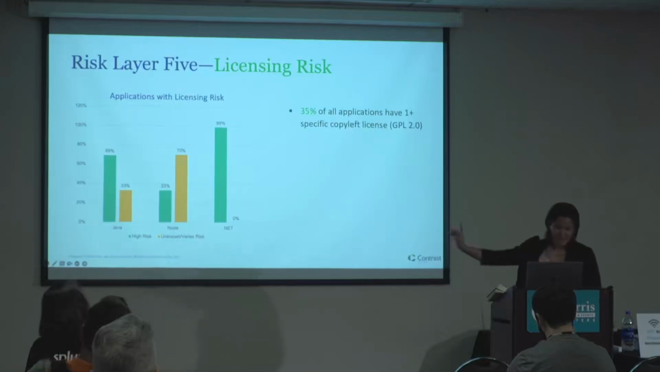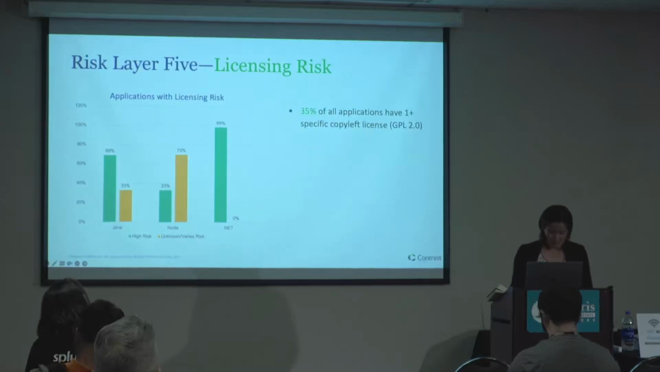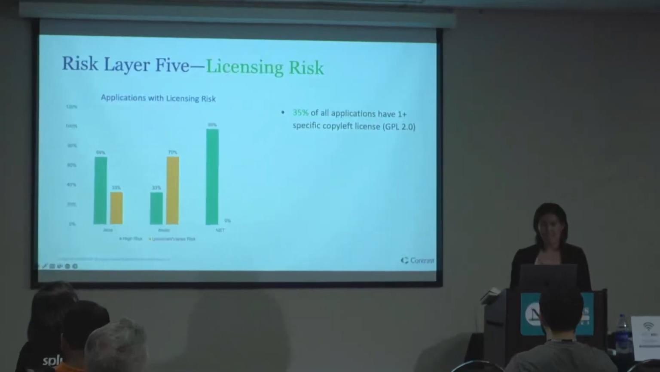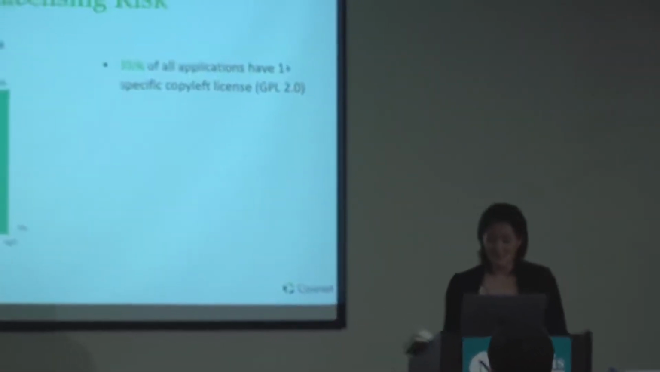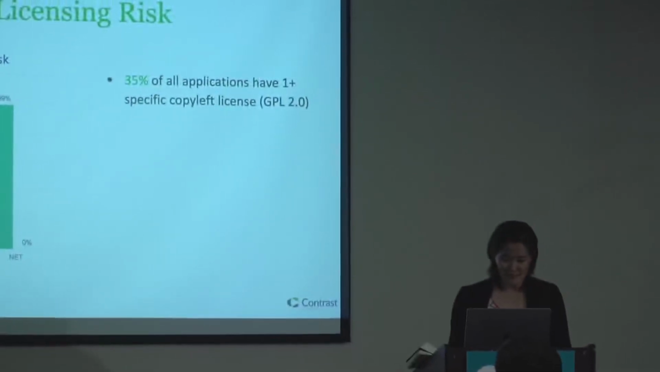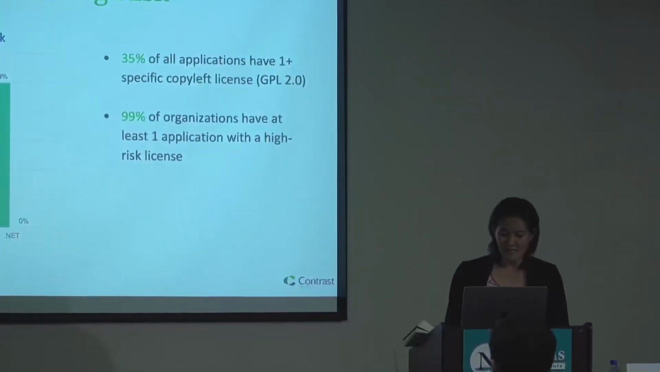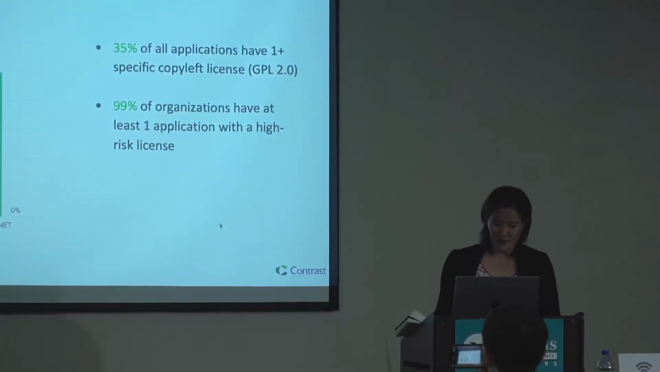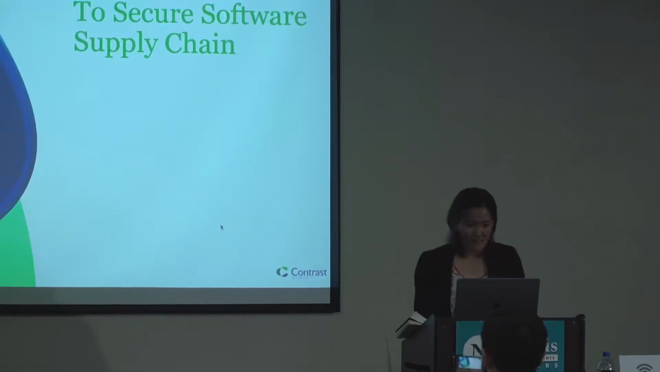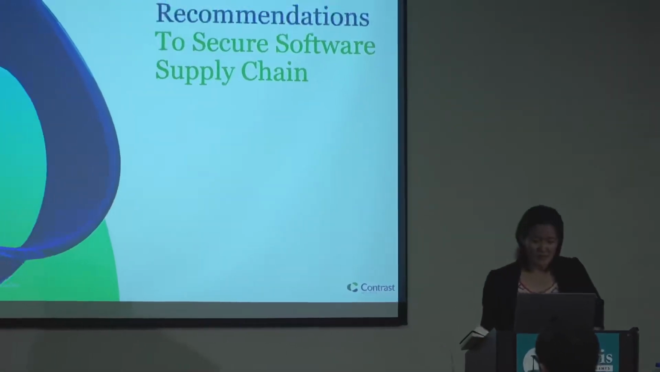Licensing risk here: 69% of Java applications use some sort of open source licensing. 35% in total have one or more specific copyleft licenses. Copyleft is basically, you can use a copyrighted work, just under more limited terms. That's what copyleft is. 99% of organizations have at least one application with a high-risk license. It's pretty interesting data.